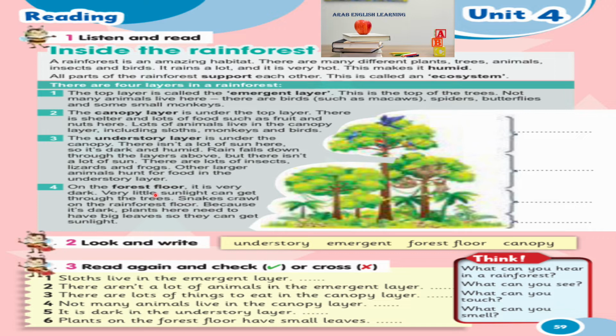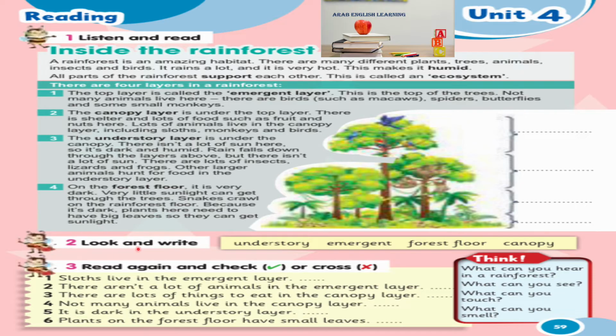4. On the forest floor, it is very dark. Very little sunlight can get through the trees. Snakes crawl on the rainforest floor. Because it is dark, plants here need to have big leaves so they can get sunlight.